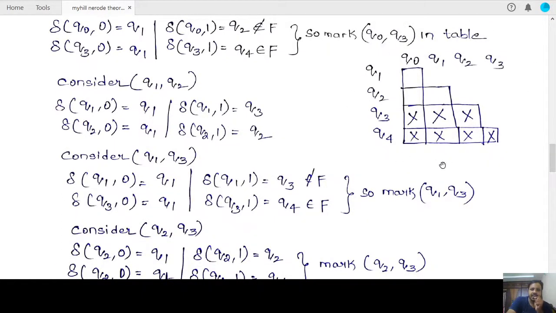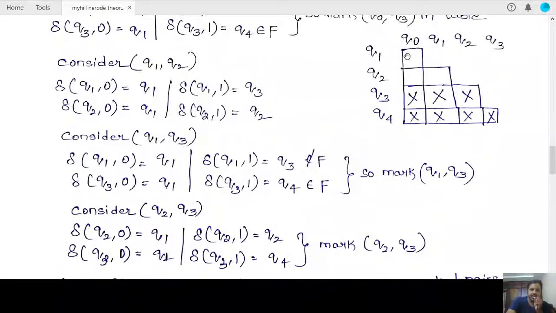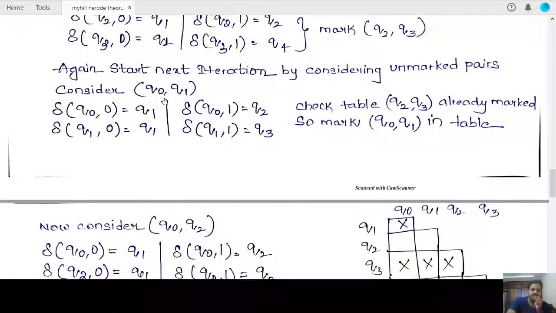After checking all the pairs of states, this completes our first iteration. After completion of the first iteration, Q3 and Q4 states are completely marked. Now the next combinations are Q0 Q1, Q0 Q2, Q1 Q2. These states we have to check and mark. Here I have written to start the next iteration by considering unmarked pairs. The unmarked pairs are Q0 Q1, Q0 Q2, Q1 Q2. Consider the first one, Q0 Q1.